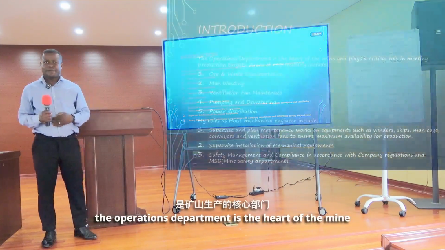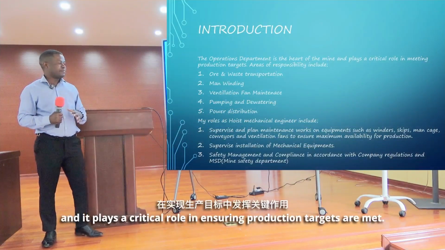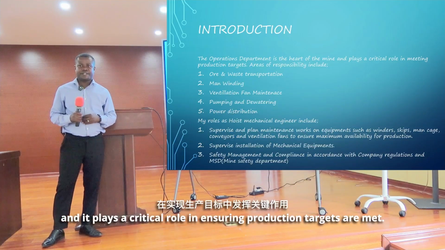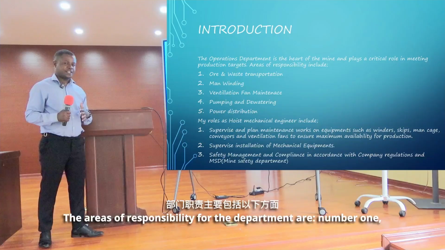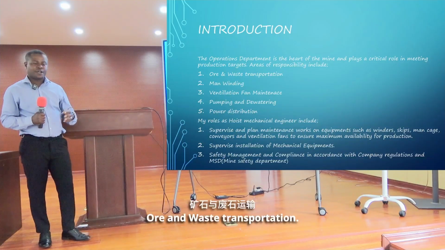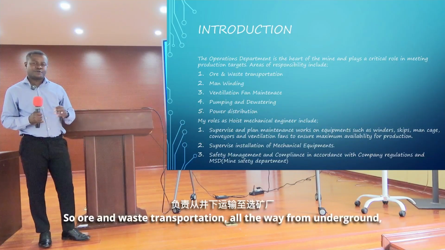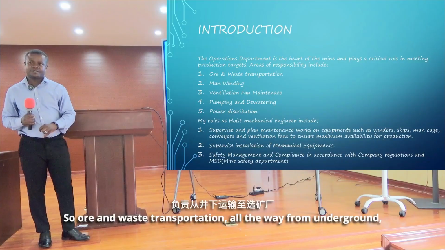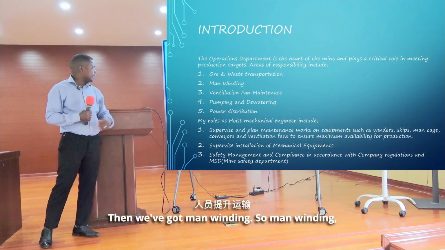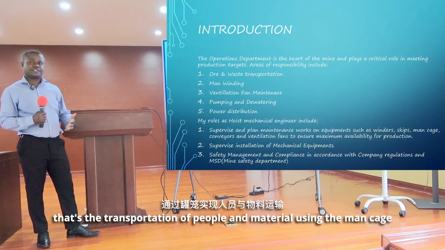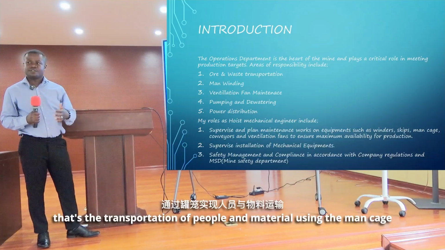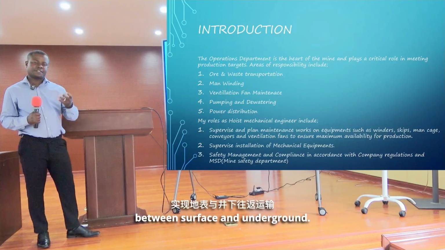Well, the operations department is the heart of the mine, and it plays a critical role in ensuring production targets are met. The areas of responsibility for the department are: number 1, ore and waste transportation, all the way from underground up to the concentrator. Then we've got mine winding. So mine winding is the transportation of people and material using the man cage between surface and underground.